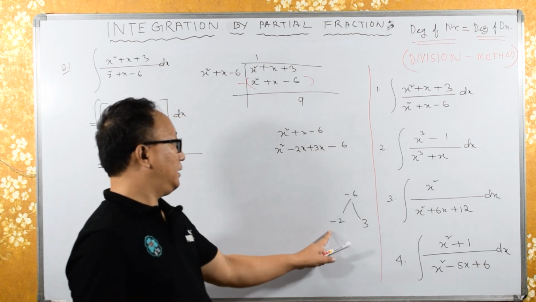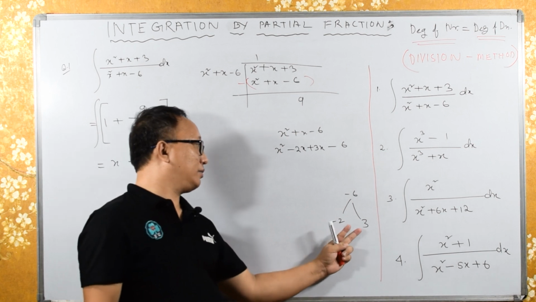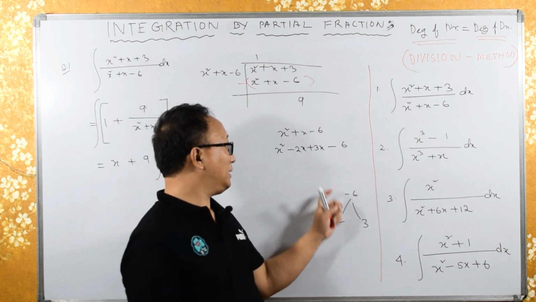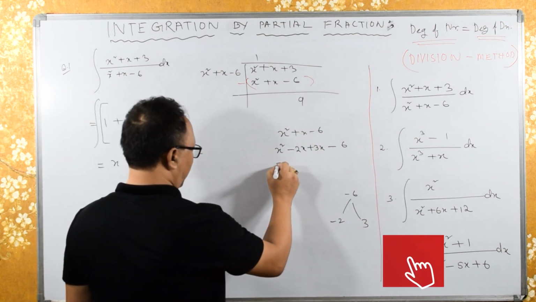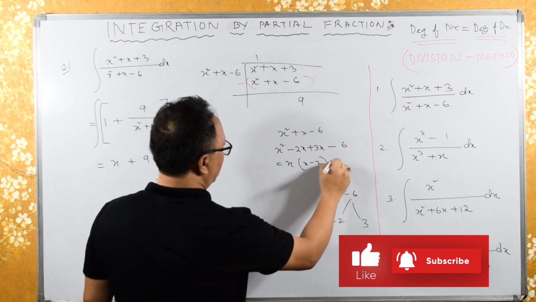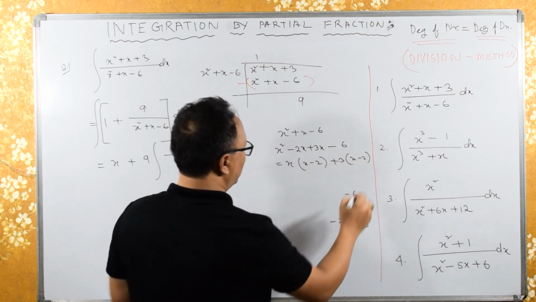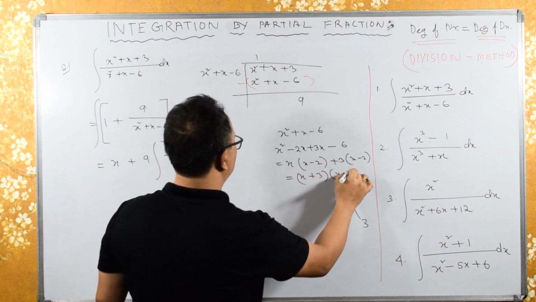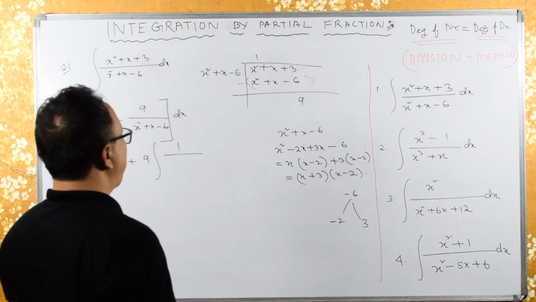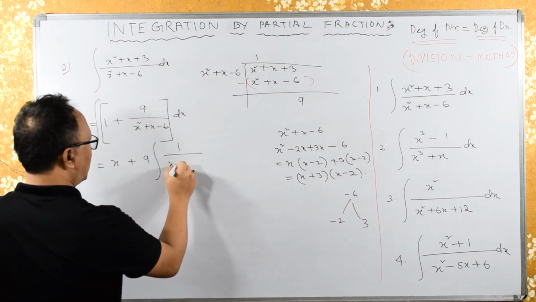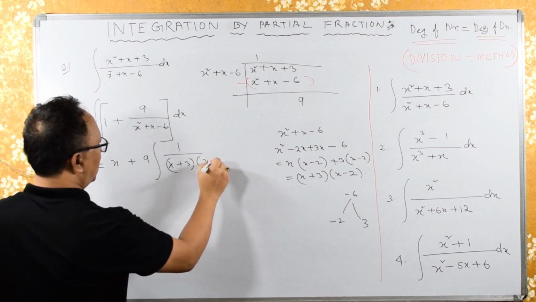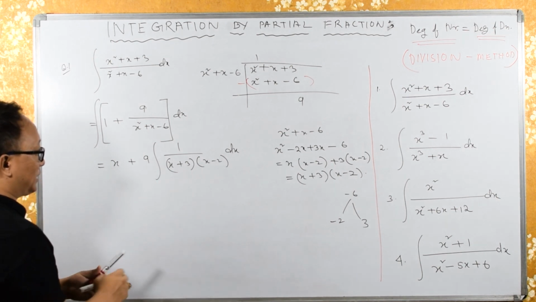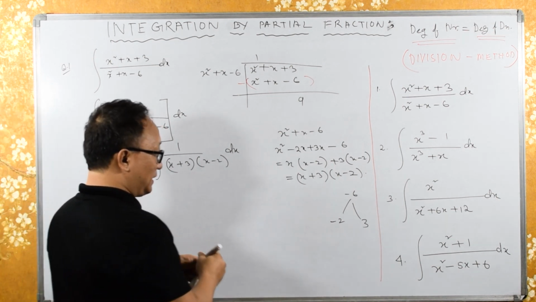Here you have to search for two numbers such that if you multiply, you get minus 6. Minus 2 into 3 is minus 6, and if I add these two, I am getting 1. If I take x common from the first two terms, x plus 3, and minus 2 common from the rest, x plus 3, this is the same as x plus 3 into x minus 2. Now let's consider this for partial fractions.